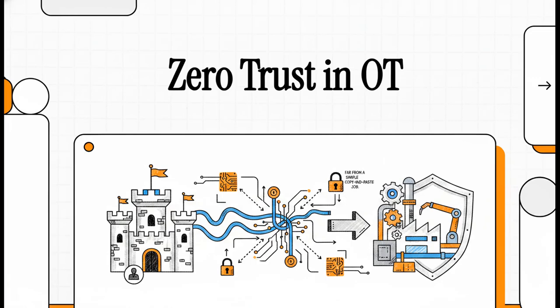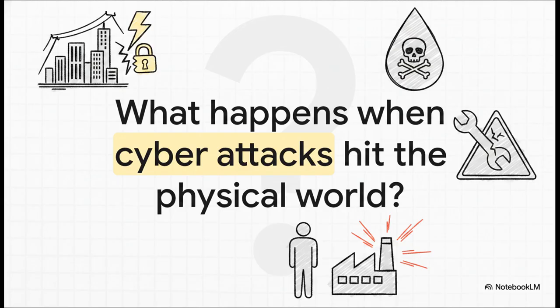All right, let's jump right into this explainer. Today, we are tackling a truly massive challenge facing modern infrastructure. We're going to break down the process of bringing modern cybersecurity, specifically zero trust principles, into the physical world of operational technology. It's a critical shift, and as we're going to see, it is definitely not a copy and paste job. We really have to start by asking ourselves this pretty terrifying question.